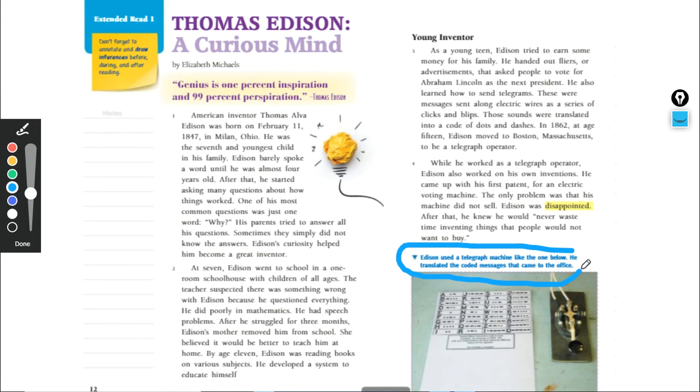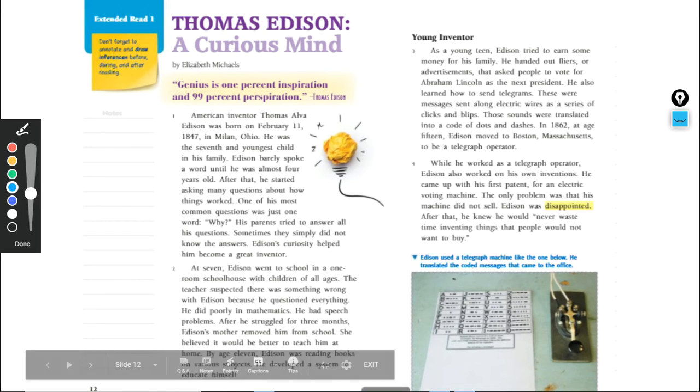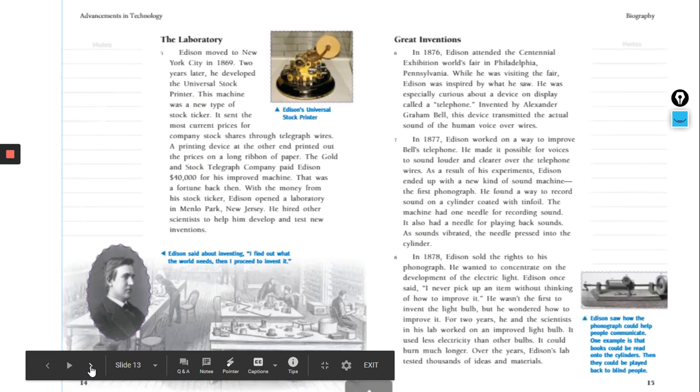So I can read this caption and it says, Edison used a telegraph machine like the one below. Oh, so this is a telegraph machine. He translated the coded messages that came into his office. All right, so that's not really telling me a whole lot. I'm going to keep reading here.